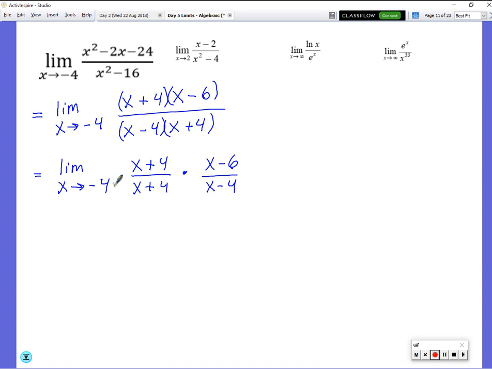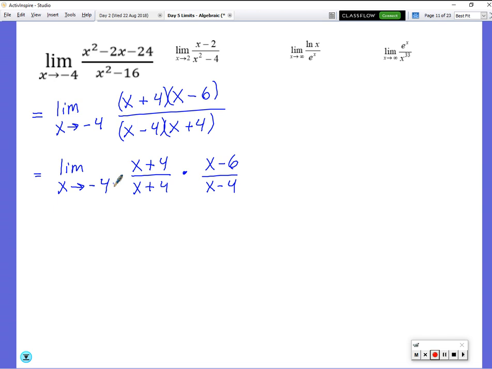X is not going to equal negative 4, but x will become very close to negative 4. If that happens, this will become 1. In fact, this is equal to 1, except for one value of x. So raise your hand if you know the value of x which causes this to stop equaling 1. Like this is equal to 1 always. Plug in any value you want for x, and it's going to equal 1. Except for one special value that you have to be careful with.